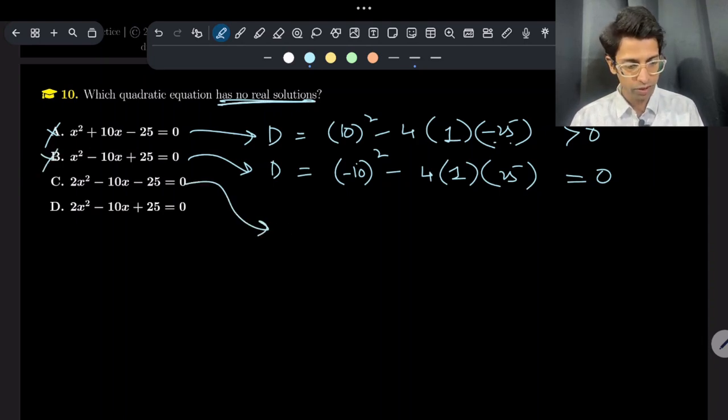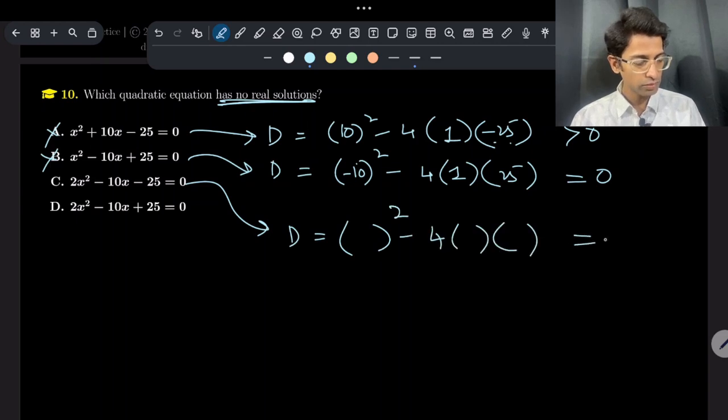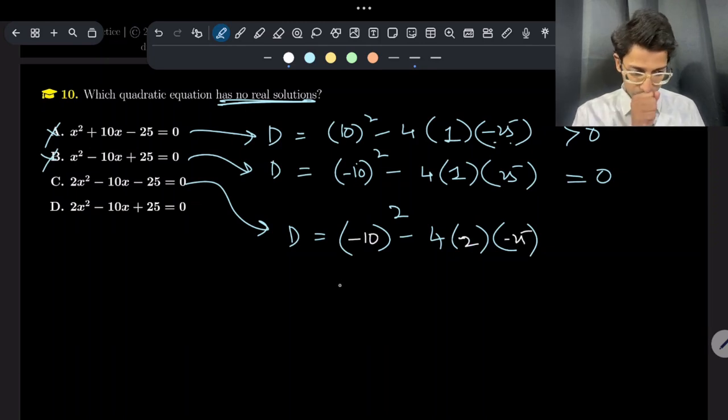Let's check the value of D here. Something square minus 4 into something, let's check. This is minus 10, 4, a is 2, and c is minus 25. So what do we have here? 100 plus some positive value. So again, this is not the answer.